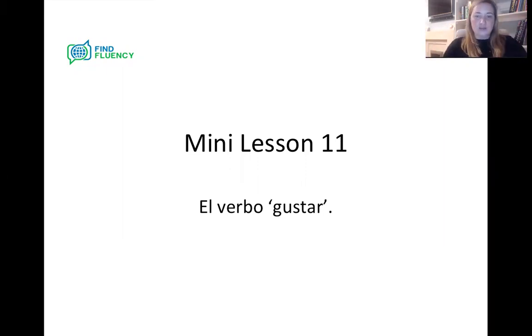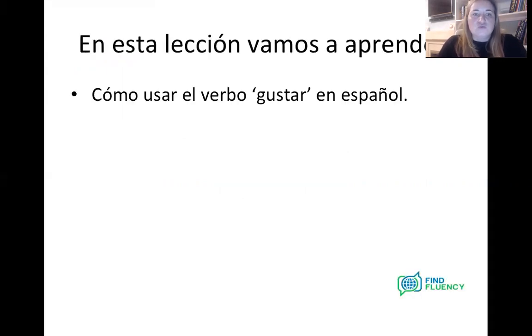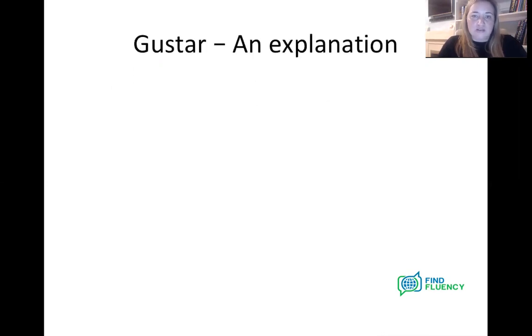So we're going to look at the verb gustar. Some of you may already know that it works differently from other verbs. I'm hoping that by the end of the lesson today, you will understand a bit more about why that is, how the verb works, and how to use it more accurately and with a bit more confidence. So, en esta lección vamos a aprender cómo usar el verbo gustar en español. Very simple, one aim today: to be able to use this verb properly, okay?